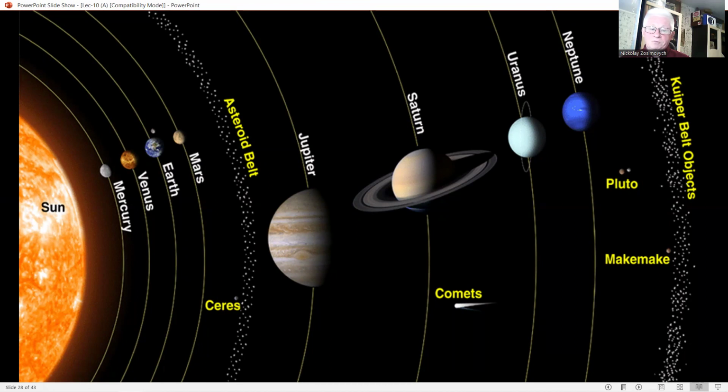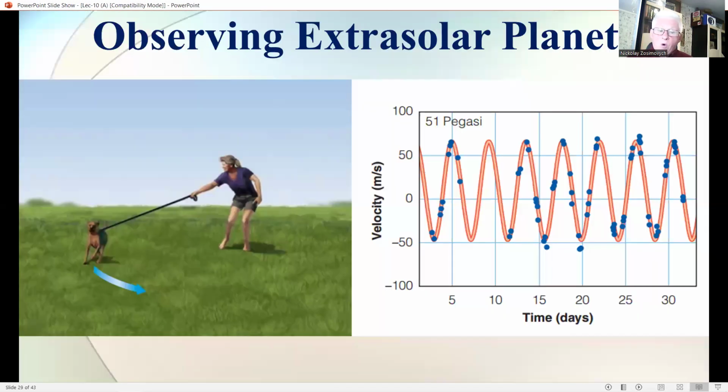A planet orbiting another star is called an extrasolar planet. Such a planet would be quite faint and difficult to see so close to the glare of its star. But there are ways to find such a planet. To understand how, imagine walking a dog.